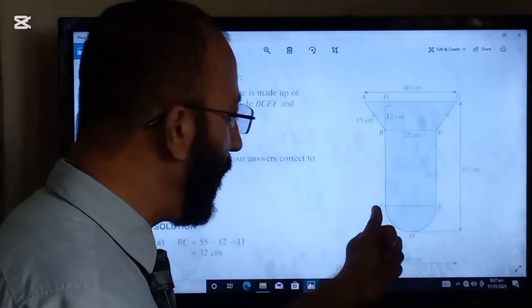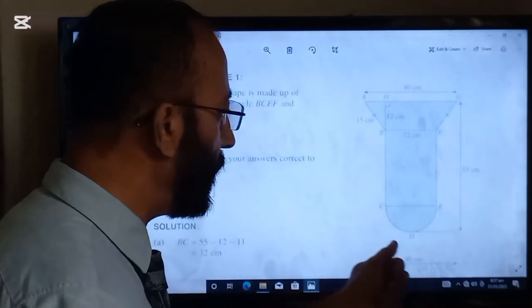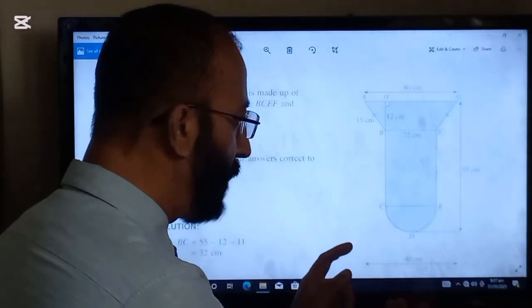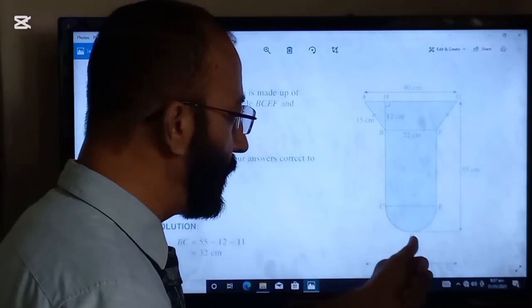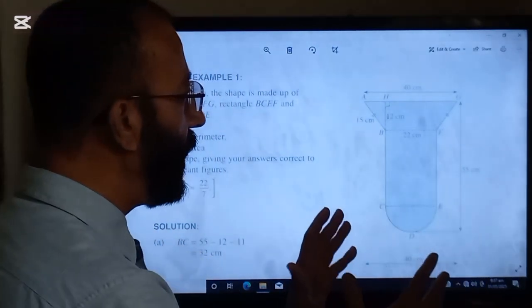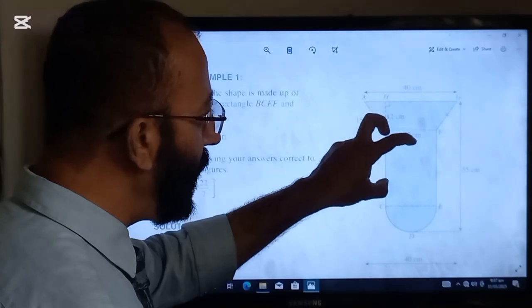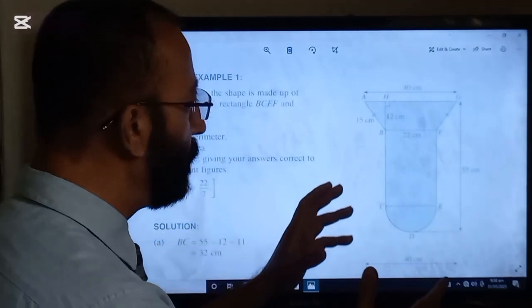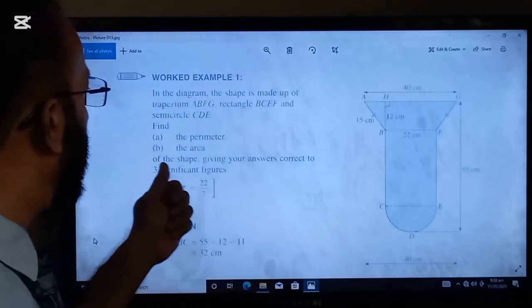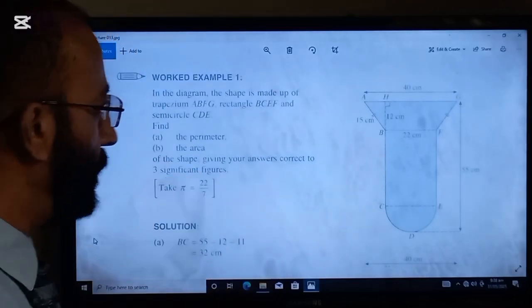And finally, you will find the area of the semicircle. The semicircle's area will be pi r square divided by 2, where r is 11. You will solve it separately. And finally, you will add all the areas to find the area of the figure. So that will be the answer to part B.